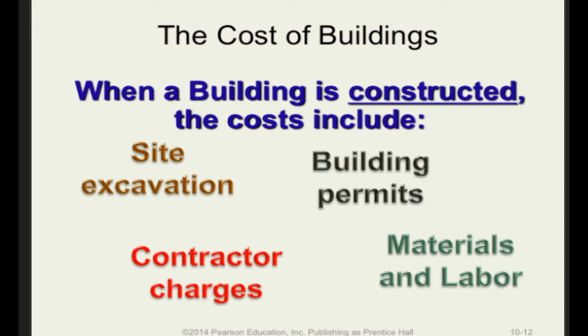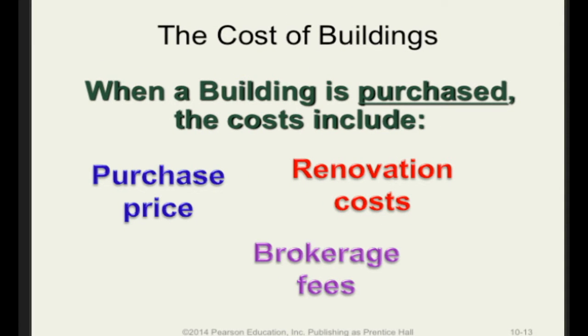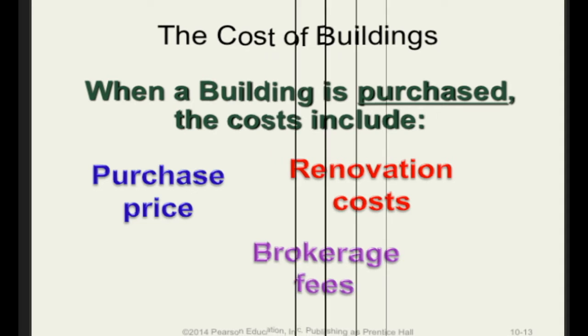A company can acquire a building one of two ways. The building can be constructed, or a finished building can be purchased. When a building is constructed, the cost of the building includes the excavation of the site to prepare for the construction of the building. In addition, architectural fees are included in the cost of the building. Other costs include building permits, contractor charges, materials, and labor. When a building is acquired, the cost includes the purchase price, any brokerage fees and delinquent taxes, and any renovation costs necessary to prepare the building for occupancy.